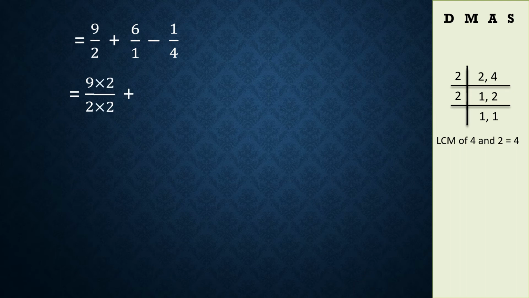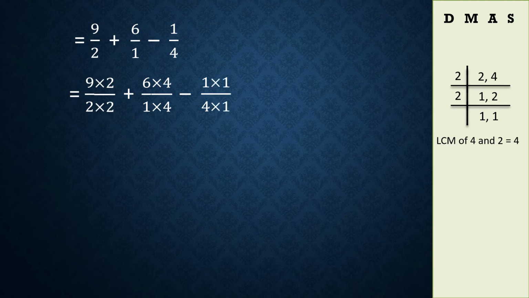Then write plus sign as it is. Now tell me, in 6 upon 1, which digit will you multiply to bring 4 in the place of denominator? Yes, 4. So multiply numerator and denominator by the same number 4. Then write minus sign as it is. Now tell me, in 1 upon 4, which digit will you multiply to bring 4 in the place of denominator? Yes, 1. So multiply numerator and denominator by the same number 1.